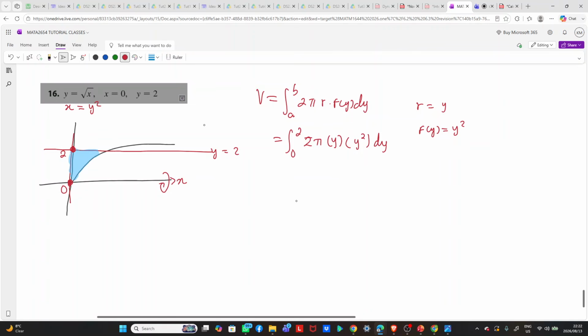Then this will just be the integral from 0 to 2 of 2 pi y to the power 3 dy. And we'll basically have 2 pi over 4 y to the power 4 evaluated from 0 to 2. If you substitute 2, you'll get what? What is 2 to the power 4? It is 16, eh?